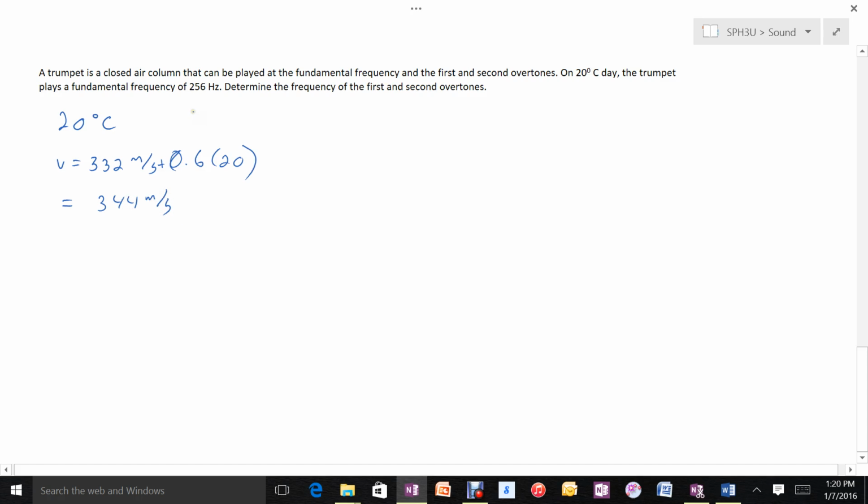Okay, with that in hand, I'm going to take the fundamental frequency and find the wavelength using the universal wave equation. So that works out to 1.34 meters. Recognizing that I said it's a closed air column, the length can be related to the wavelength through this formula. Since I'm dealing with the fundamental frequency at this point, that means that n equals 1.